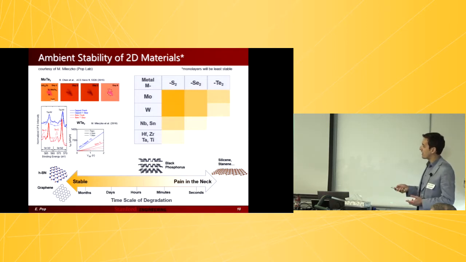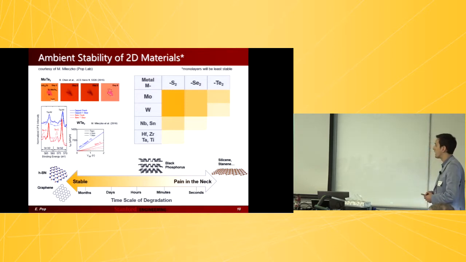We know that boron nitride and graphene are pretty stable. You exfoliate or you grow these things, and you can go back, and the samples are fine after months. Black phosphorus, hours to minutes degradation. And then some of the silicene, stannene stuff that we've seen seems to be almost instantly degraded.